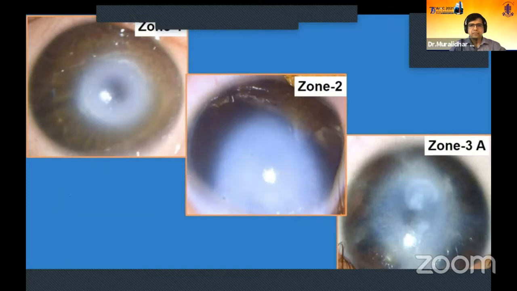Based on the location and extent of the corneal opacification, the corneal opacity can be categorized into zones. Zone 1 is a central island of corneal opacification within the central 6 millimeters. Zone 2, the central cornea with the peripheral cornea involved. Zone 3A is a near total corneal opacification. Zone 3B, complete corneal opacification.